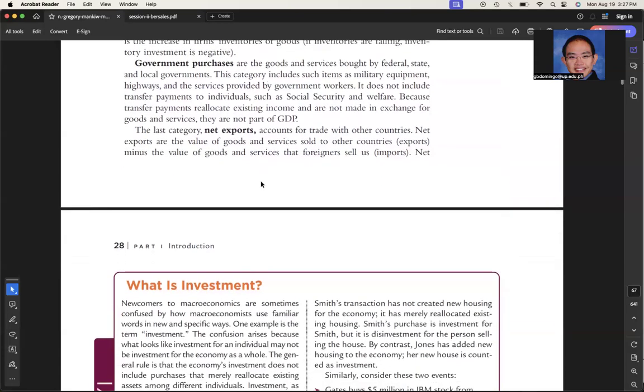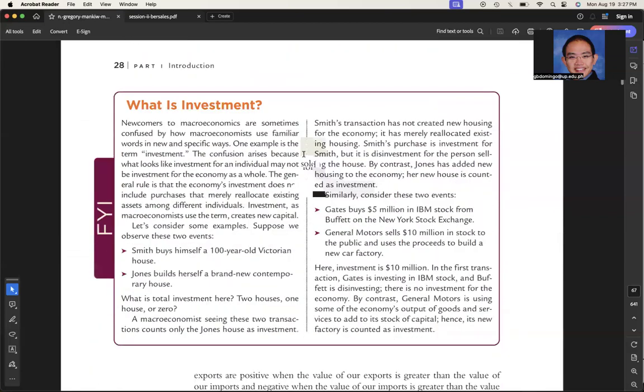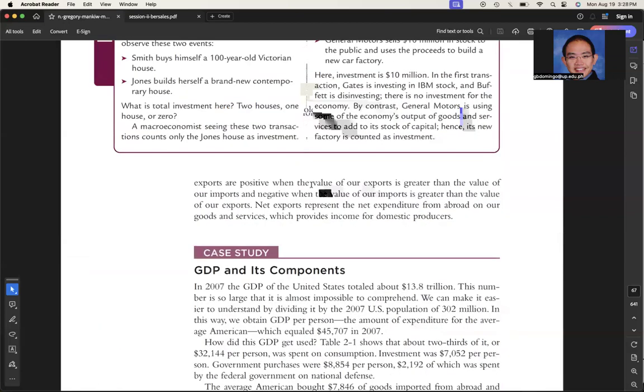Okay, so next, net exports. Okay, account for trade with other countries. Net exports are the value of goods and services, so both goods and services, sold to other countries. Those are exports. Okay, those are exports. Minus the value of goods and services that foreigners sell to us for inputs. So exports minus imports. Net exports are positive when the value of our exports is greater than the value of imports, and negative if it's the other way around.